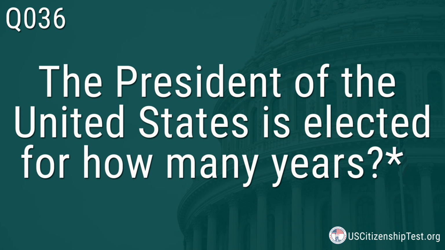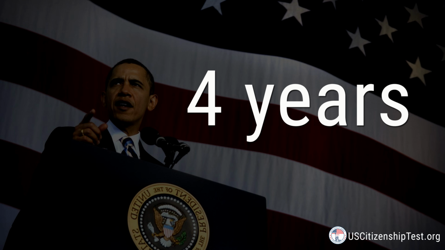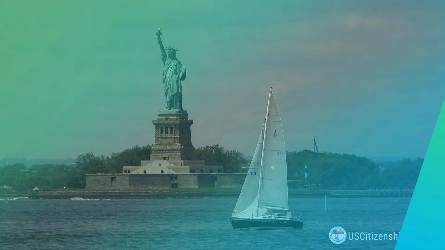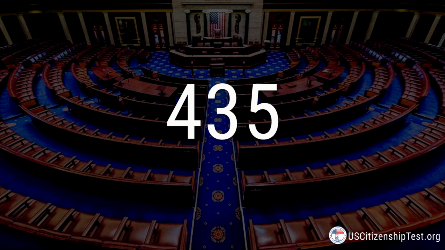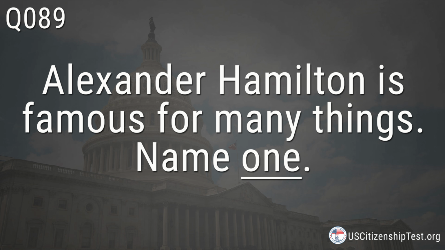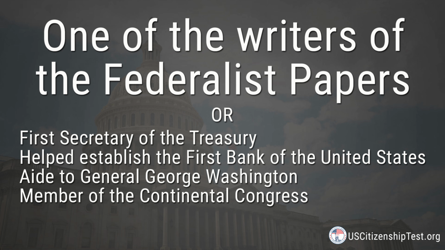The President of the United States is elected for how many years? 4 years. How many voting members are in the House of Representatives? 435. Alexander Hamilton is famous for many things. Name one. One of the writers of the Federalist Papers.